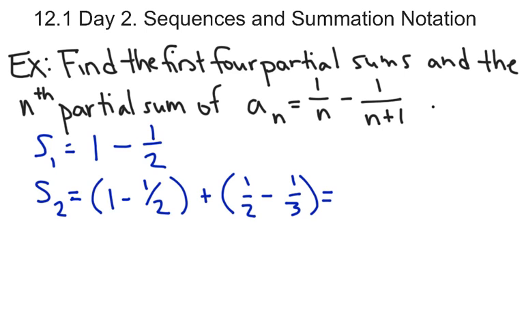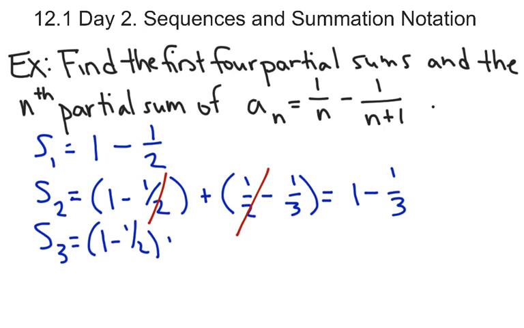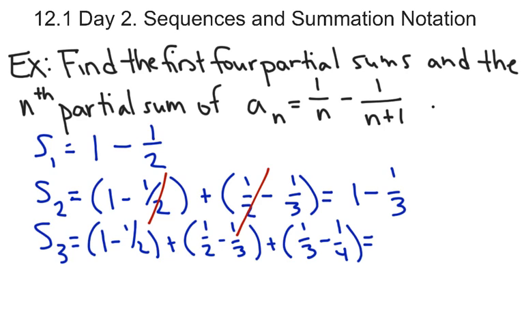Now notice that the halves are opposites. They end up canceling. So you're left with 1 minus 1/3. The third partial sum is going to be 1 minus 1/2 plus the second term, which is 1/2 minus 1/3, plus the third term, which is going to be 1/3 minus 1/4. And again, I want you to notice opposite halves, opposite thirds, and I'm left with 1 minus 1/4.